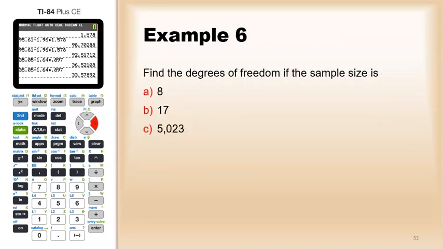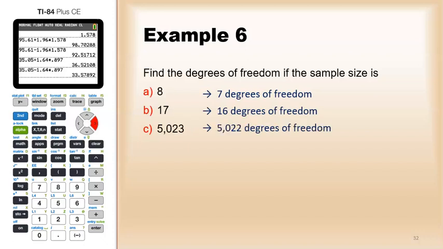Alright, so let's find the degrees of freedom if the sample size is 8. Well, 8 minus 1 is 7 degrees of freedom. If the sample size is 17, that would be 16 degrees of freedom. If the sample size was 5,023, there would be 5,022 degrees of freedom.